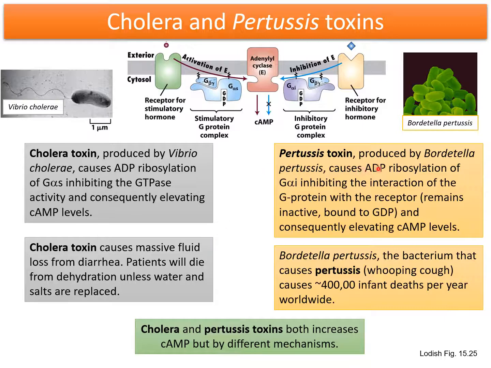However, pertussis acts on the G alpha I subunit. Same thing, but because now this is acting on the inhibitory G alpha subunit, you're going to have decreased cyclic AMP production. So too much cyclic AMP with cholera toxin, not enough cyclic AMP with pertussis.